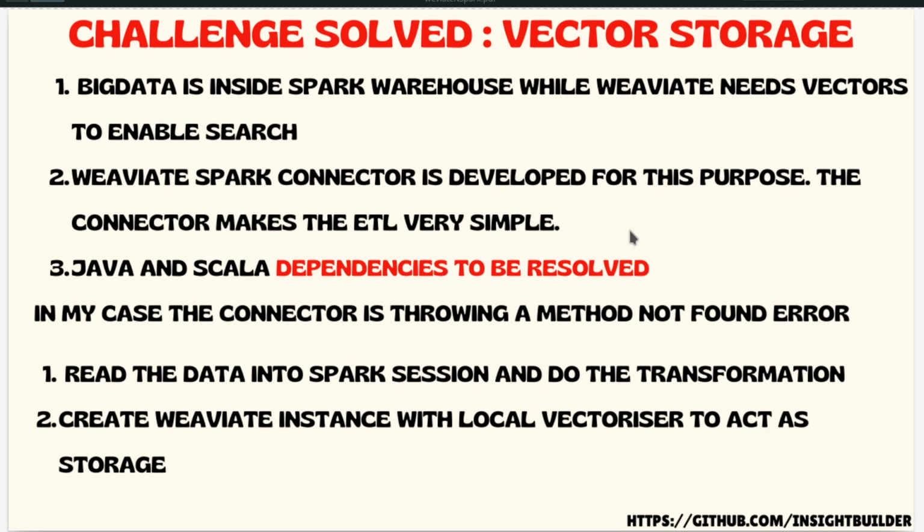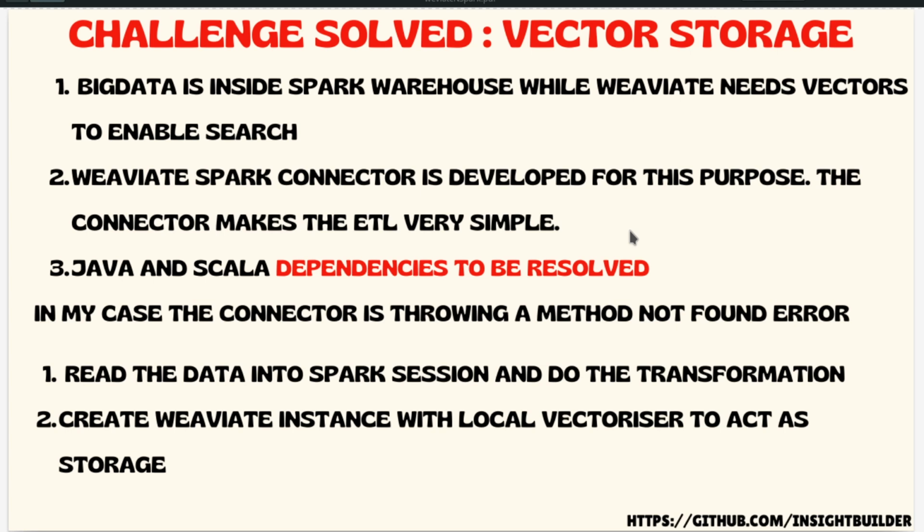For that, we have a couple of options available. First and foremost, the Weaviate team themselves have created a Spark connector. This Spark connector needs some dependencies to be resolved. That is, the Java version as well as the Scala programming language needs to be installed, that is, the compiler and the interpreter of that language have to be installed in the system that you are running. In my case, when I was trying to get this up and running, my connector started throwing an error. It was telling me that a particular method was not found.